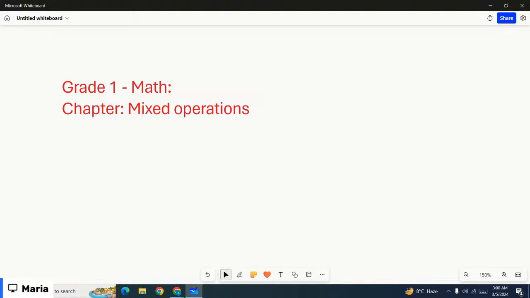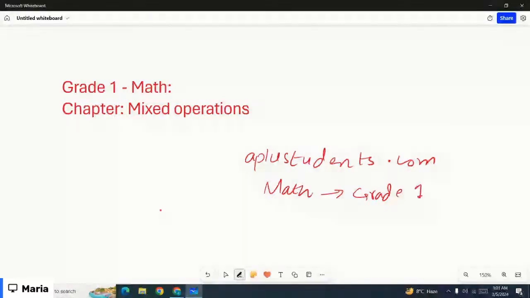We are here for grade 1 math. You can find all the lessons on aplusstudents.com. You have to log in there using your email address and password as provided by the administrator. Then you have to select math from the subject tab, scroll down to grade 1 and then click on view all lessons. There you can find the list of the chapters. We're going to start with the chapter mixed operations.